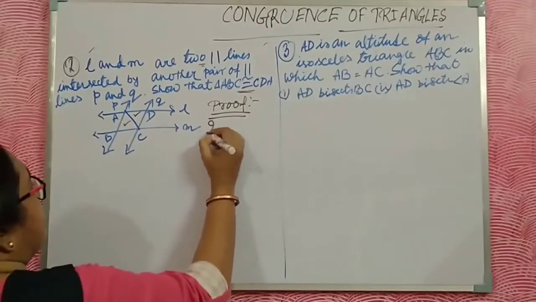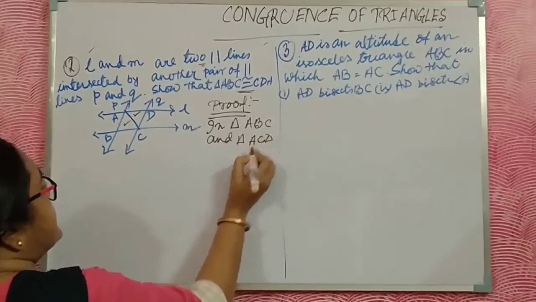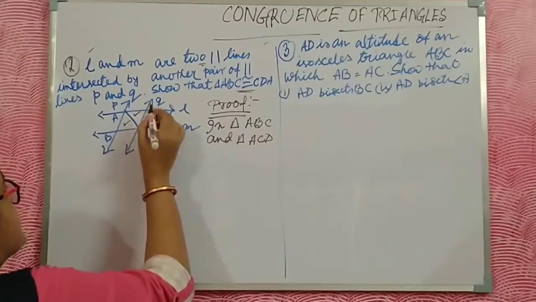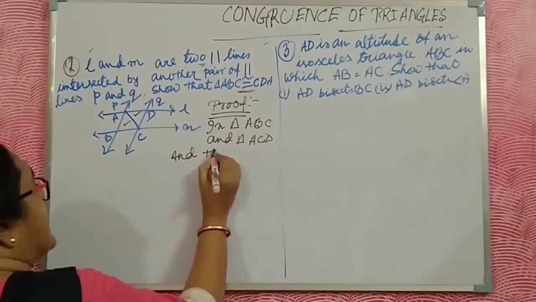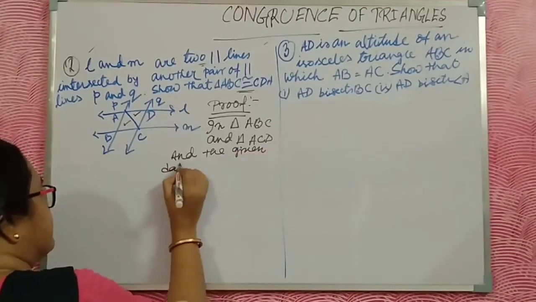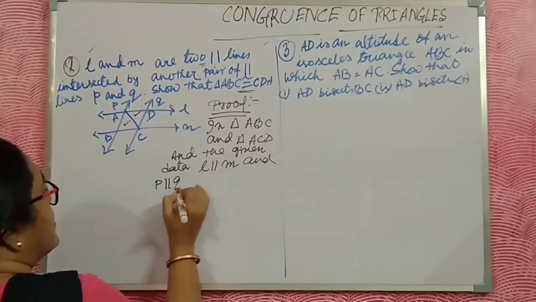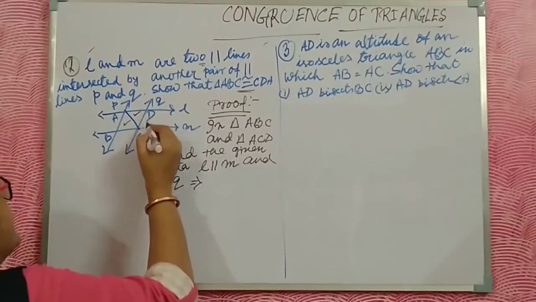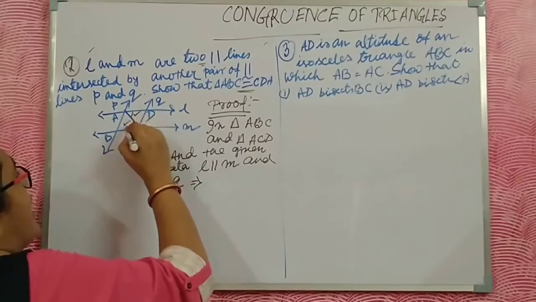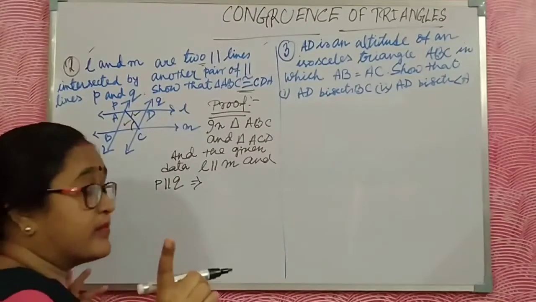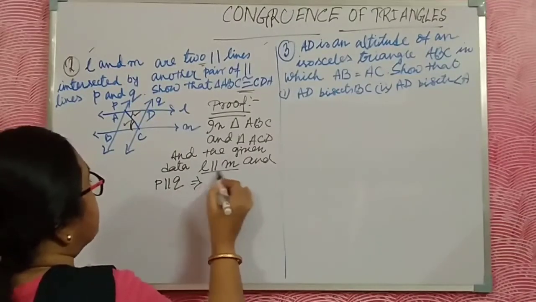Okay. Now I check in triangle ABC and triangle ACD. I take these two triangles, and the given data is L parallel to M and P parallel to Q. That implies L is parallel to M and AC is the transversal. Then I say these two angles are equal because these two angles are alternate angles. Okay. This gives that these and these are parallel.